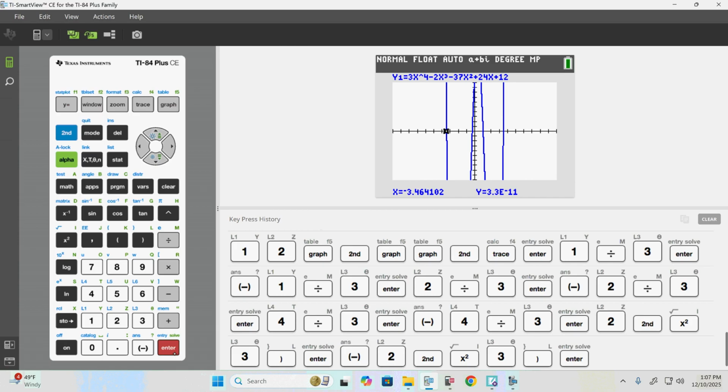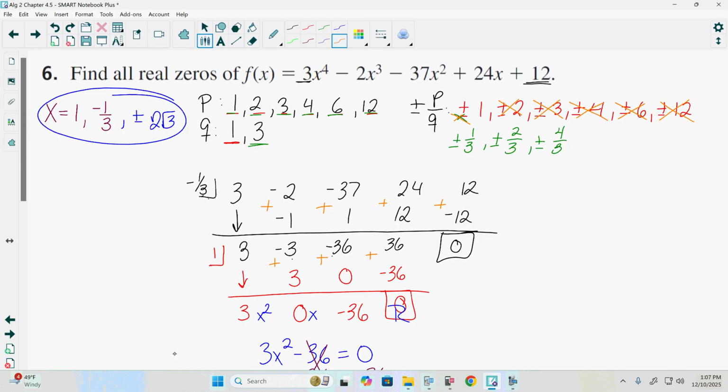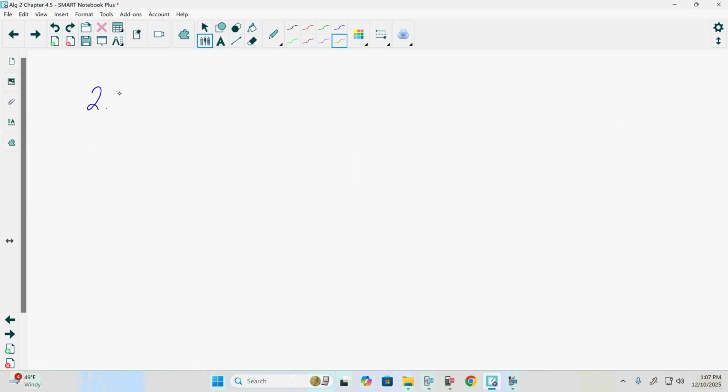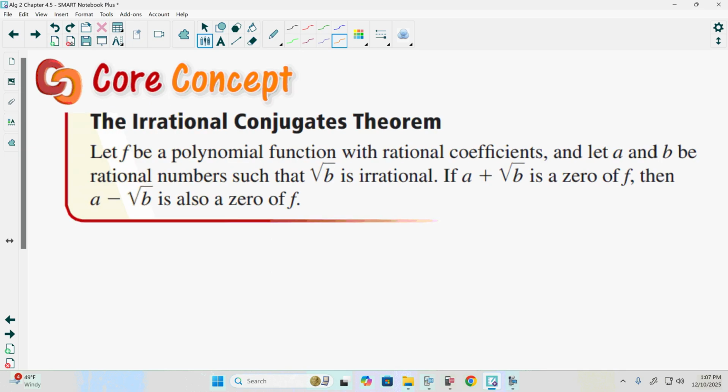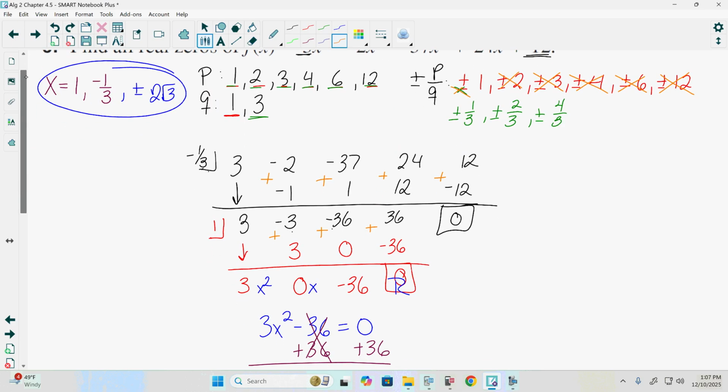So negative 3.3 e to the negative 11. And again, e is just 10 to the number after it. So really what we're saying is that this is 1, 2, 3, 4, ... 9, 10, 11. This is what it's telling us that value is. And realistically for this here, that is 0. Questions on how we solve these here? All right.